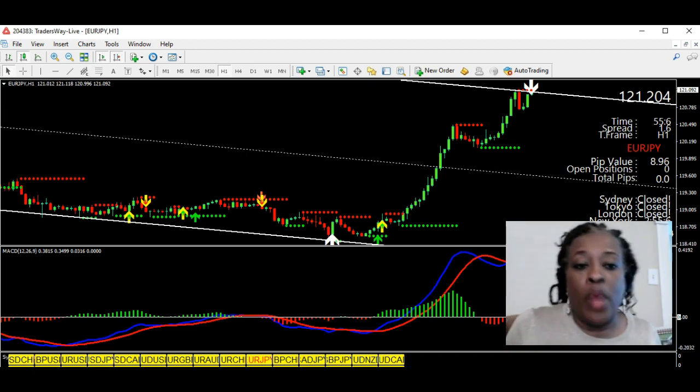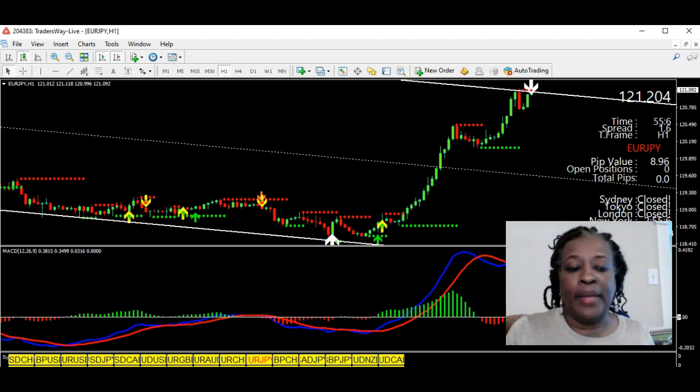All right, so what I'm going to do today is I'm going to talk about the MACD. The MACD is the only indicator that's added with this system. And it's a very, very powerful indicator that coincides with the triple arrow system.